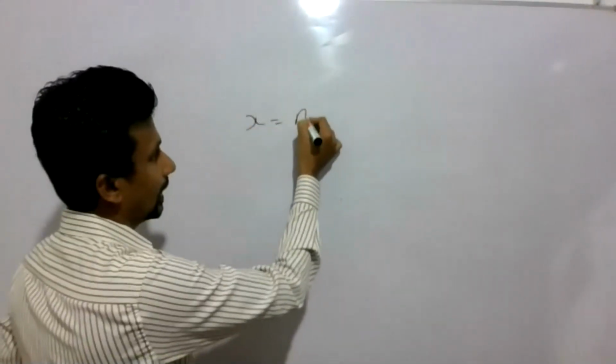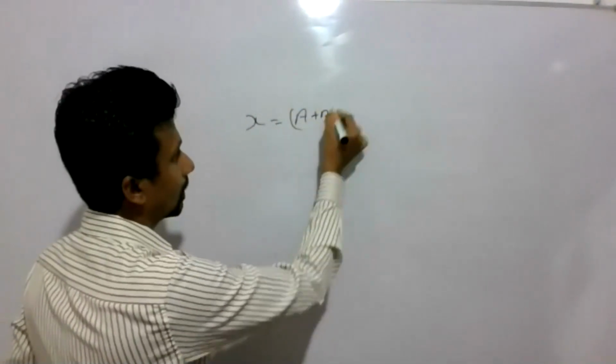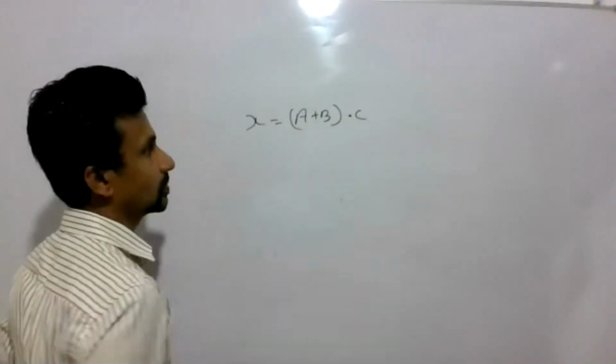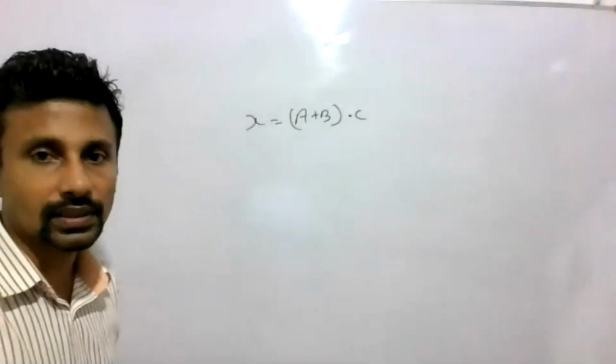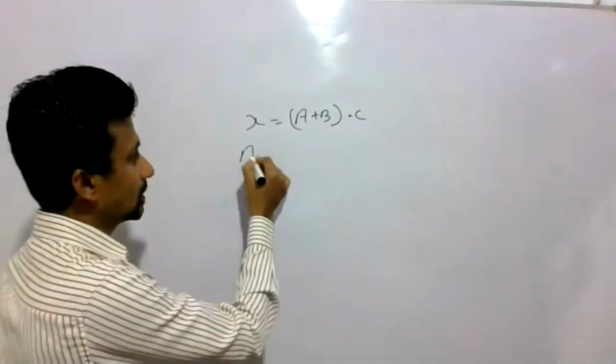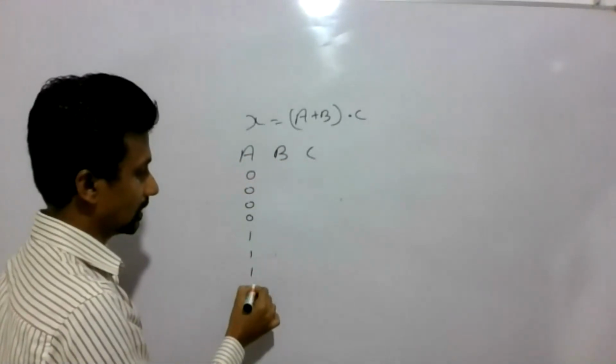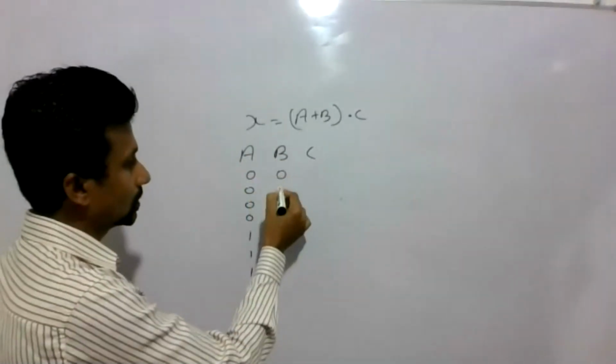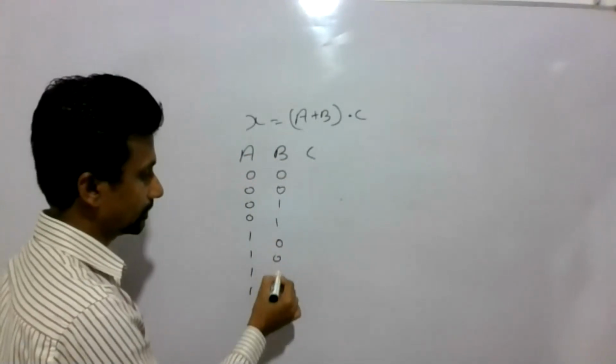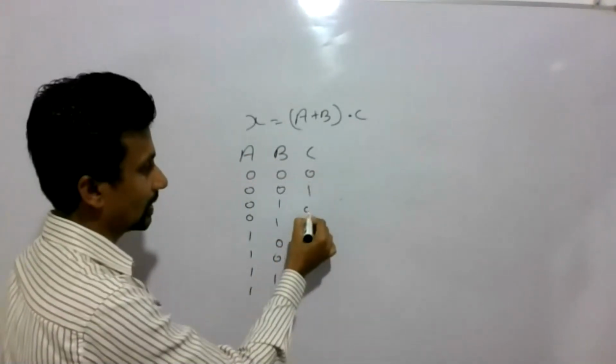X equals A plus B dot C. I'll take a small one. A plus B dot C. So A, B, C, you take the 3 inputs. Four zeros, four ones. So two zeros, two ones. These are the patterns. You have to write the patterns quickly.